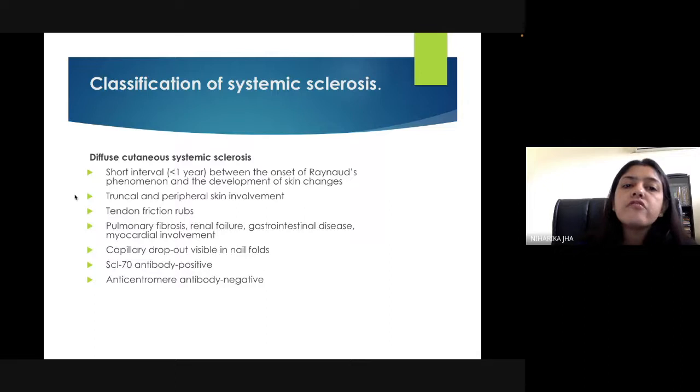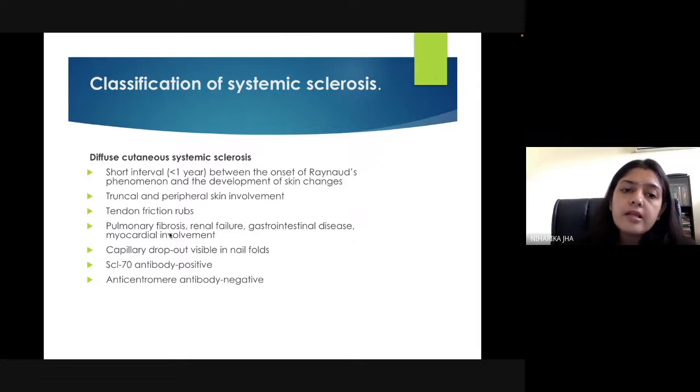Now, coming to the diffuse type, the interval between the onset of the Raynaud's phenomena and cutaneous changes is less. It's less than 1 year. And there is both truncal as well as peripheral skin involvement, unlike the limited type, which has only the peripheral skin involvement. Tendon friction rubs can be present.